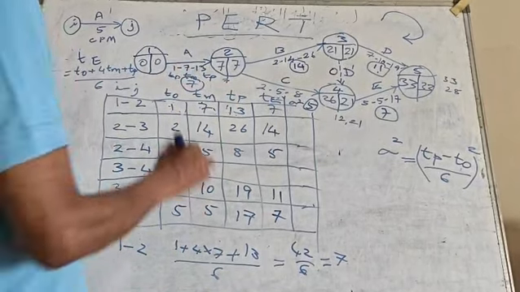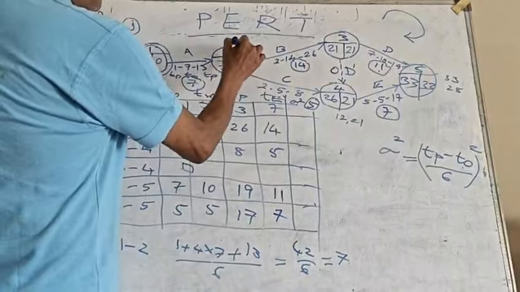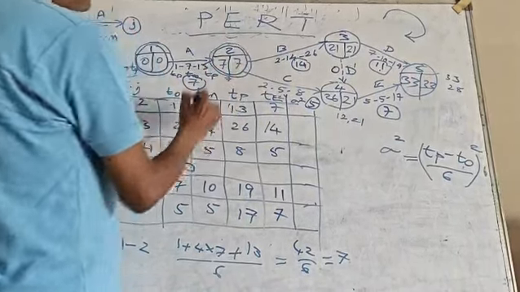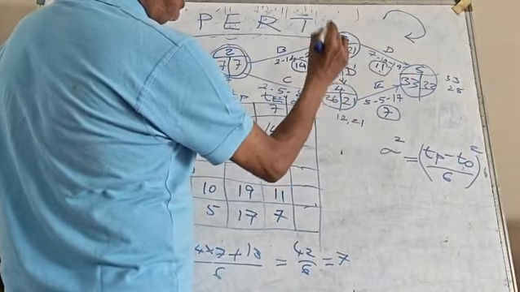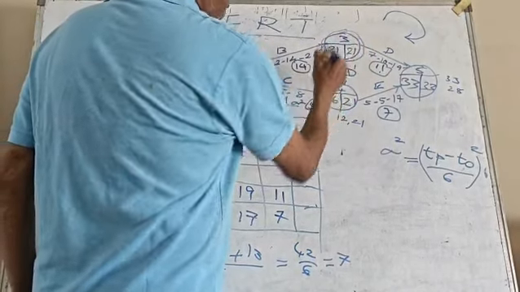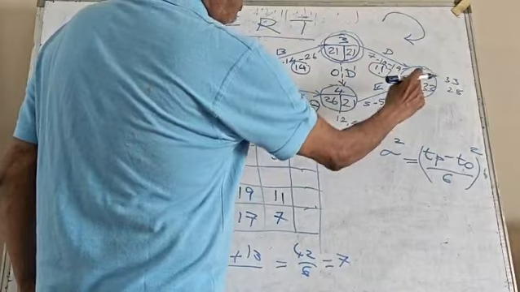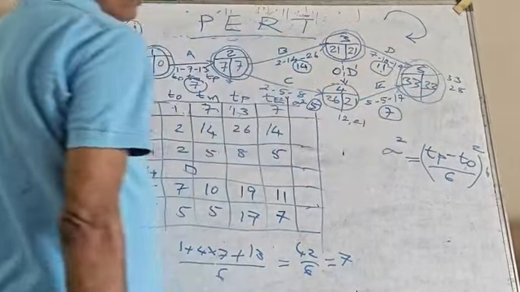Now, what will be the critical events? This is a critical event. 7 and 7, slack is 0, so critical event. 26, 25, there is a difference of 5, so this is not a critical event. 21, 21, this is a critical event. And 21 plus 7 is 28, but it is 33 here, so this is the critical event.